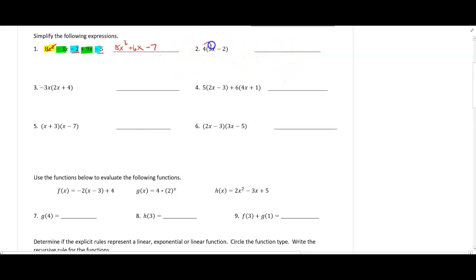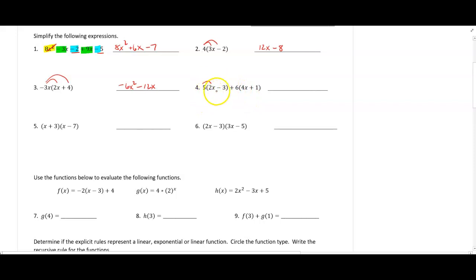Okay, so the next one, 4 times 3x will give you 12x. 4 times negative 2 is minus 8. Okay, number 3, negative 3x times 2x gives me negative 6x squared. Negative 3x times 4 will give you minus 12x.